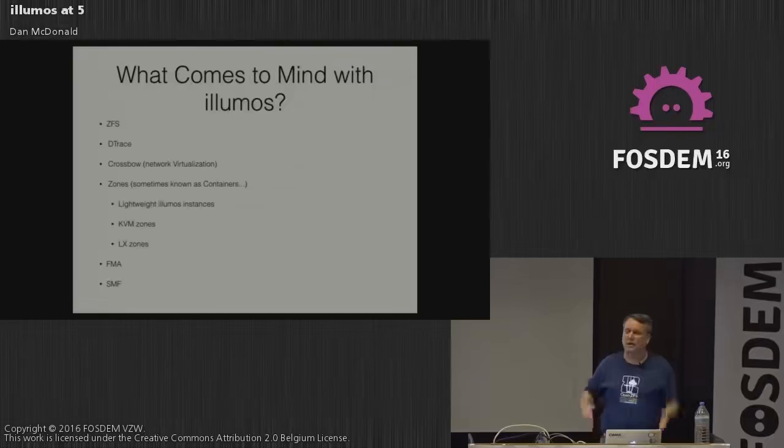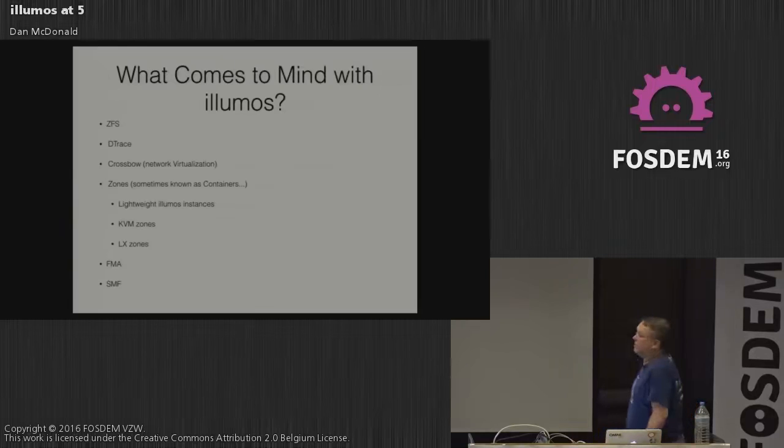So when people think about Illumos, they tend to think about the features that it inherited from what was OpenSolaris: ZFS, DTrace. Illumos is a reference implementation for ZFS still. DTrace, Crossbow, which is network virtualization. Zones, which now is getting a lot of press lately as containers, but we've had these in Illumos for a long time.